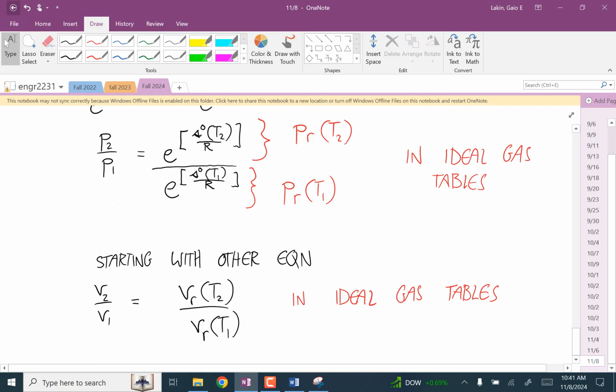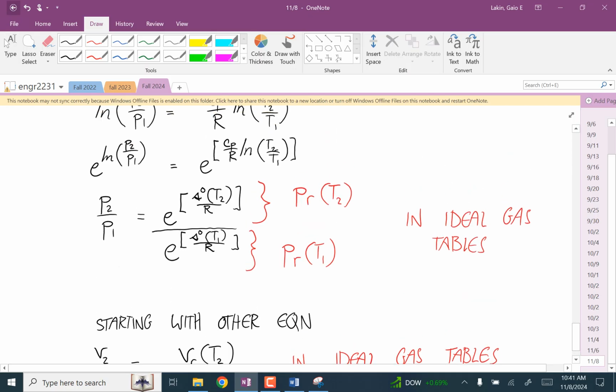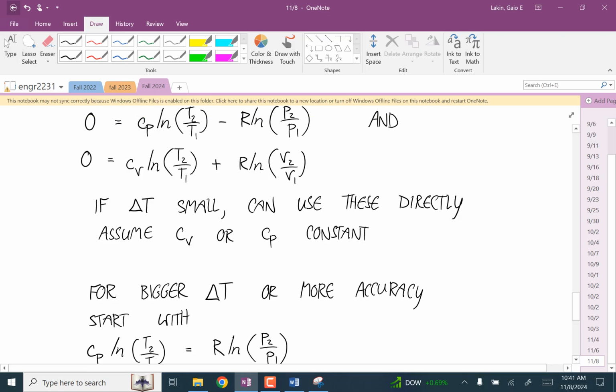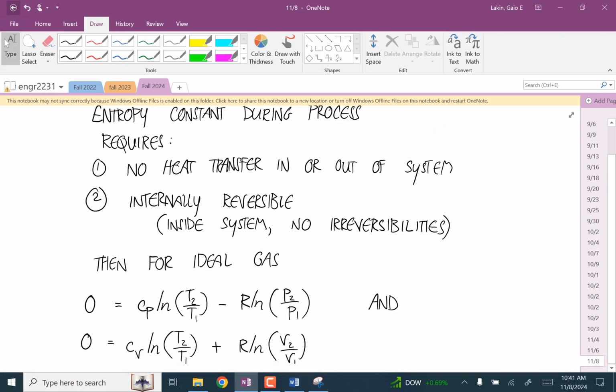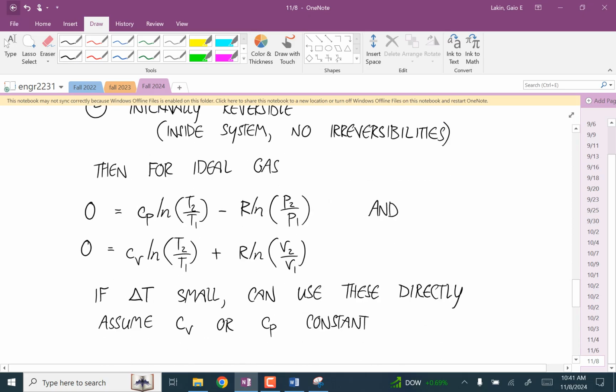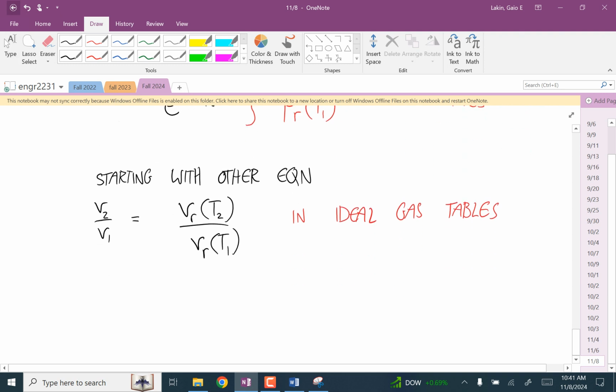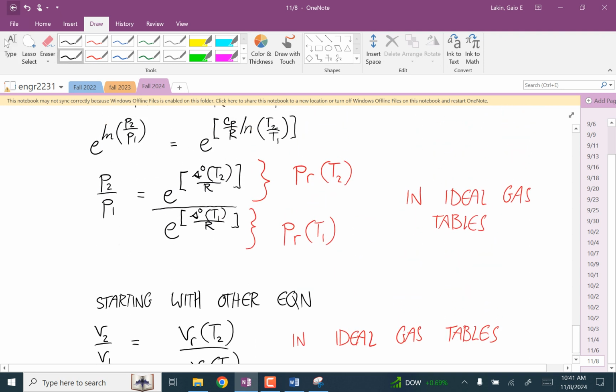So the answer to this is, if you can reasonably make these two assumptions about an ideal gas, that there's no heat transfer during the process, and that this process doesn't have any major inefficiencies inside the system, then you can calculate these relationships between final temperatures and final pressures, or final temperatures and final volumes.